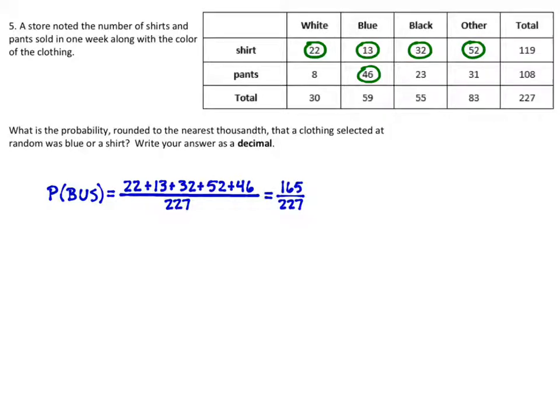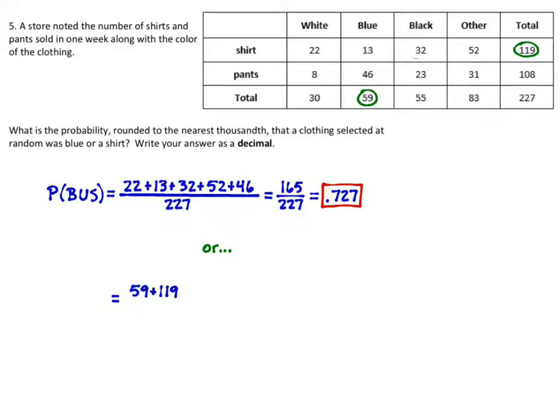And so we end up with 165 out of 227, and then we'll plug it in our calculator and get our answer. But remember, because we have a union or an or statement, we could have also figured it out by taking the totals of the blue and the shirts, so the 119 and the 59, adding those together. But again, when we do that, we are adding the 13 twice, so we don't want to add it twice. We're going to subtract one of those times, and so when I put that all together, I get the same answer, 165 out of 227.